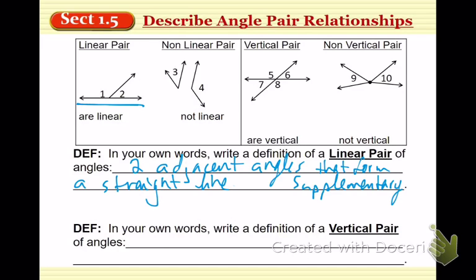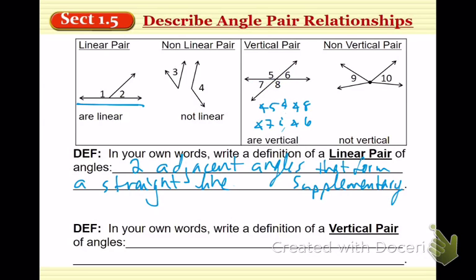Now, a little tougher to come up with your own definition is vertical pair, vertical angles. I'll tell you in this first picture that angle 5 and angle 8 are your vertical pair, and angle 7 and angle 6 are your vertical pair. 5 and 6 aren't, because if you look, 5 and 6 are adjacent and they form a straight line. So they're actually a linear pair. So are 5 and 7, 6 and 8, and 7 and 8. Those are all linear pairs.